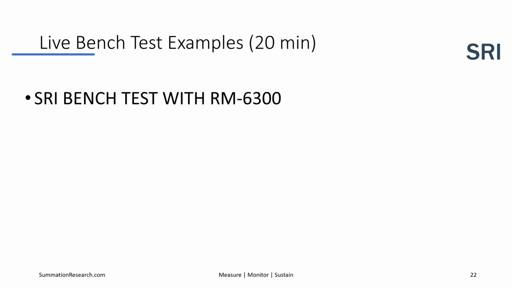Now we will start our live bench test example with SRI's RM6300. Actual part number is 6322. But this is commonly used today in many Department of Defense flight test ranges and civil flight test ranges.